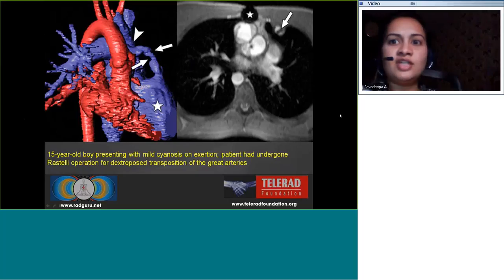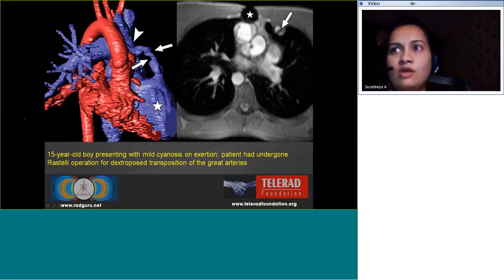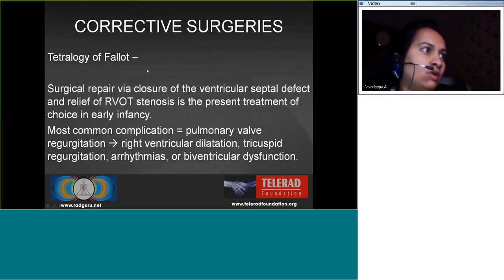So this is an anterior 3D shaded surface display MR angiogram, which is showing a narrowed and tortuous conduit from the right ventricle to the pulmonary artery. This is the narrowed conduit that is seen here. The patient had undergone a Rastelli operation for D-TGA. The signal loss seen here on this image is basically due to sternotomy sutures, sternotomy wires.